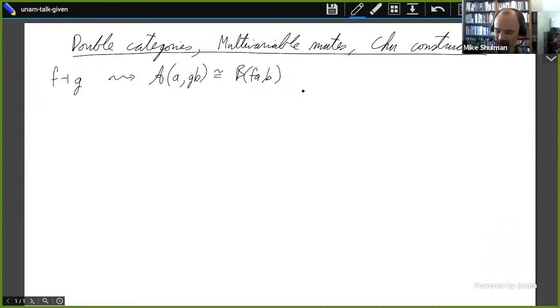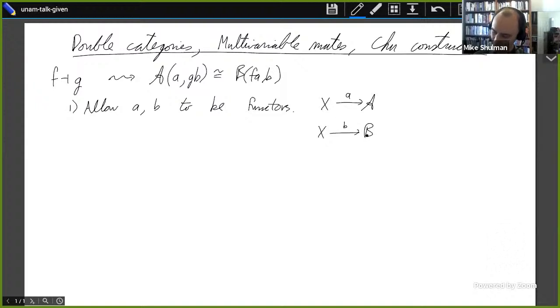And there are various ways in which we can generalize this to make it a little bit more abstract and two-categorical. One way is that we can allow A and B to be functors rather than objects. I fix some category, say X, and then I have a functor, which I'll still write as little a from X to A and little b from X to B. X is a generalized version of the terminal category, because if X was just one, these would just be picking out objects.